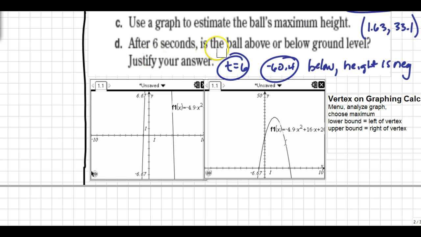So then after 6 seconds, is the ball above or below ground level? So from that we can see that from our graph. You can see that the graph is still labeled by ones on the x or the t axis. So 1, 2, 3, 4, 5, 6. So here's where 6 would be. Clearly my parabola is going below ground. So it's below ground at that point, so the height would be a negative number. And so we'd say below ground. The reason is, if I plug in a 6 for t into my equation, I get a negative result. And I can also see that from the graph as well.